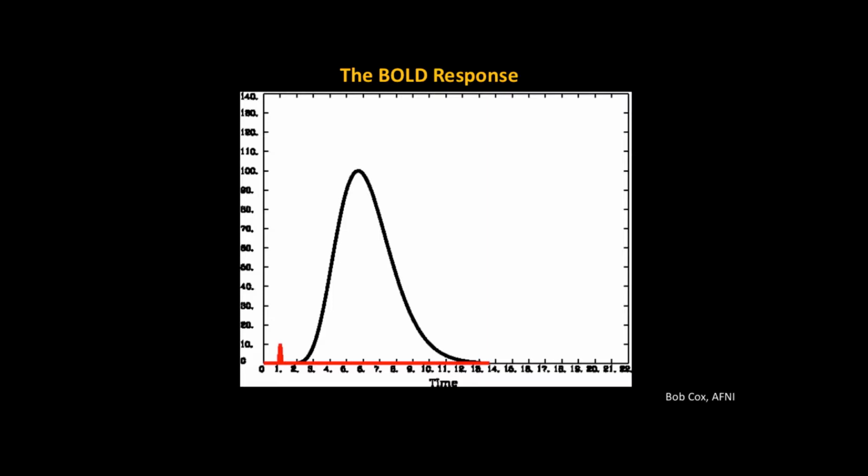Okay, so let's revisit the bold response and then go on to first level model. So remember, we have this thing called the hemodynamic response function, which is this stereotypical pattern that we see in response to a single instance of a condition.